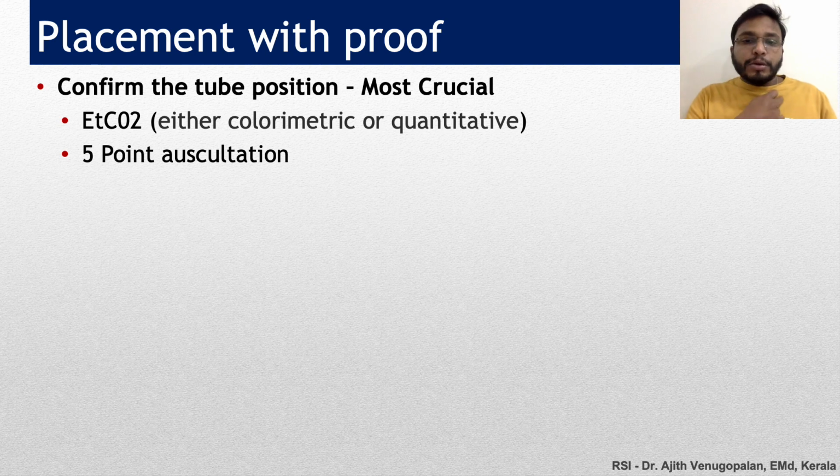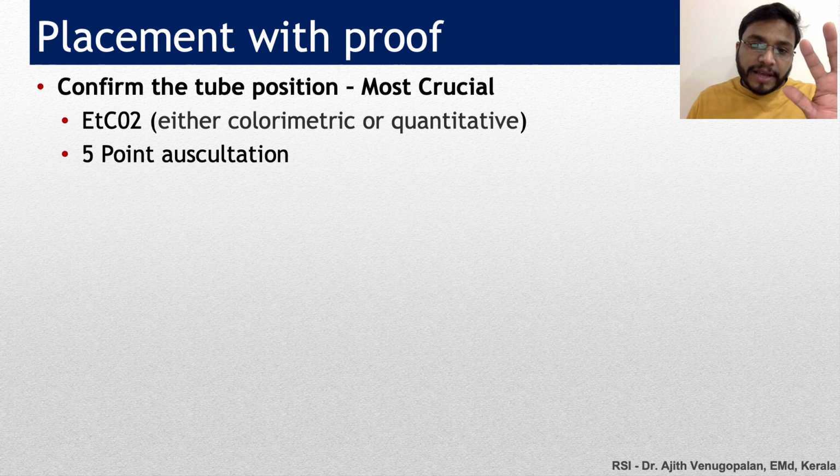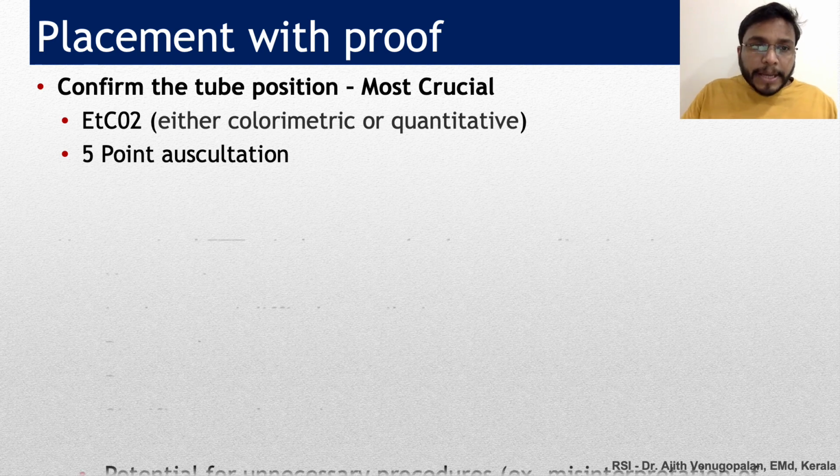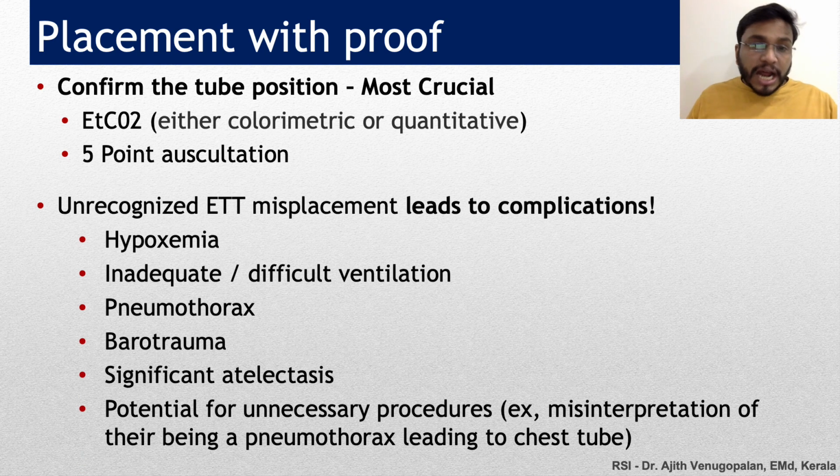Then you're going to auscultate the left infraclavicular and the right infraclavicular. So these are the 5 points in order: epigastrium, left infraaxillary, right infraaxillary, left infraclavicular, right infraclavicular. These are the 5 points that you're going to auscultate to confirm the position of ET tube placement. Once that is done, someone needs to fix the tube, which is another step I'll come to in the coming slide.